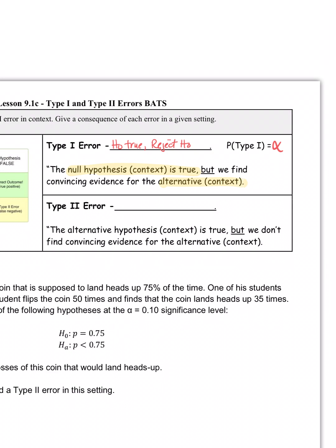Type 2 error is when the alternative is true, but we failed to reject the null. Same idea here in the alternative. We put it in context. Context. Okay, let's try this out.